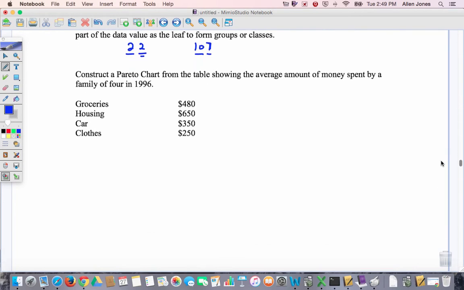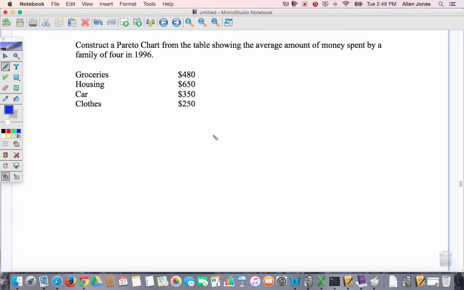We'll start here with our Pareto chart. It says construct a Pareto chart from the table showing the average amount of money spent by a family of 4 back in 1996. I'll make my X and Y axis here, and I say make, I'm going to sketch. So along our X axis are our categories in descending order. If you look up above, housing has the largest number, 650, followed by groceries, followed by the car, and followed by clothes.